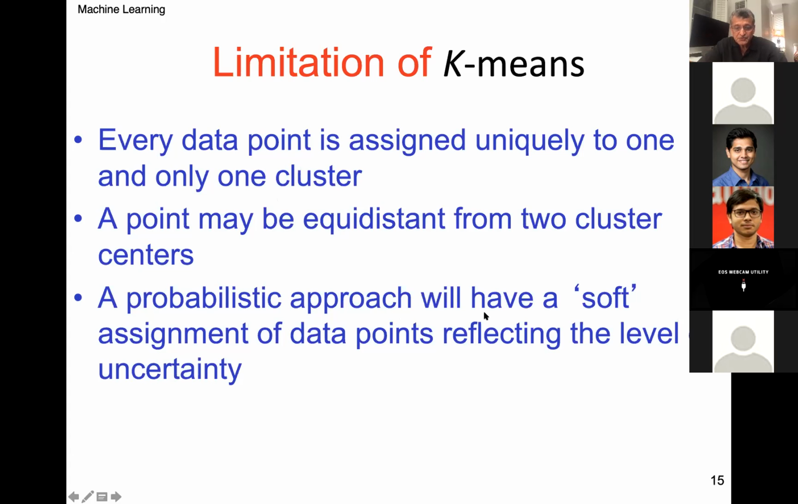A probabilistic approach will have a soft assignment of data points, reflecting the level of uncertainty. So when you have a handwritten digit which could either be a 0 or 6, we would give it an assignment saying for cluster 0 it's 0.5, and for cluster 6 it is 0.5. That's called a soft approach rather than a hard one that says this is a 6 or this is a 0. Isn't that better than a hard assignment saying it can only be one of the two possibilities? That's what EM actually does for you.